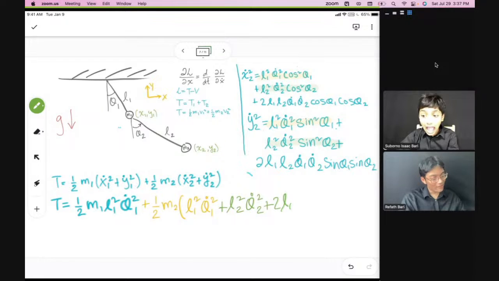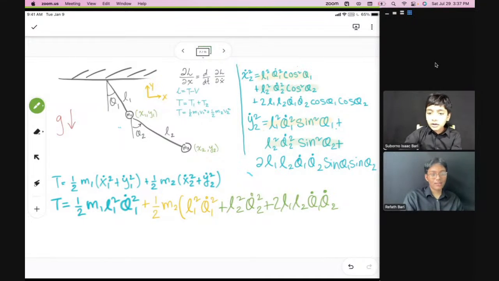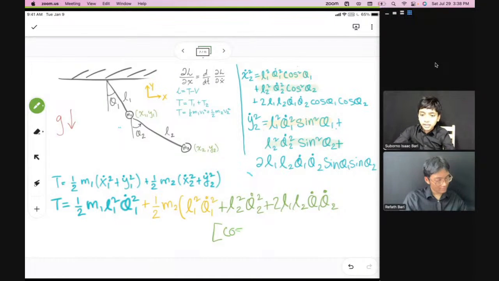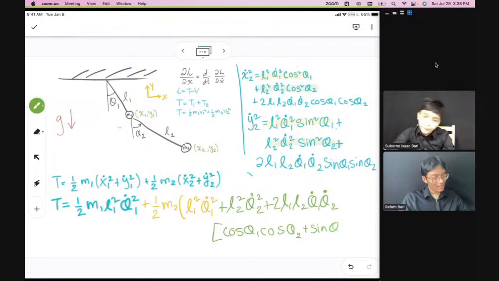But can't we factor them out? Yes, that's what I was going to do. And then what goes inside the factor parentheses? Just draw the parenthesis first. Cosine theta 1, cosine theta 2, plus sine theta 1, sine theta 2.